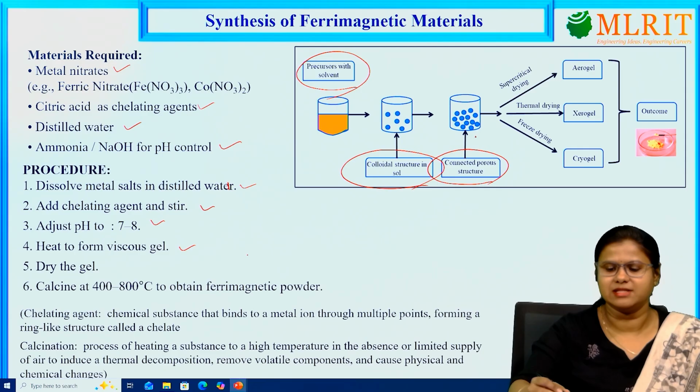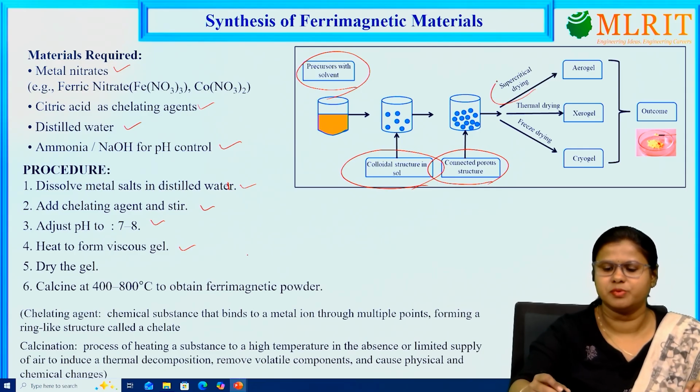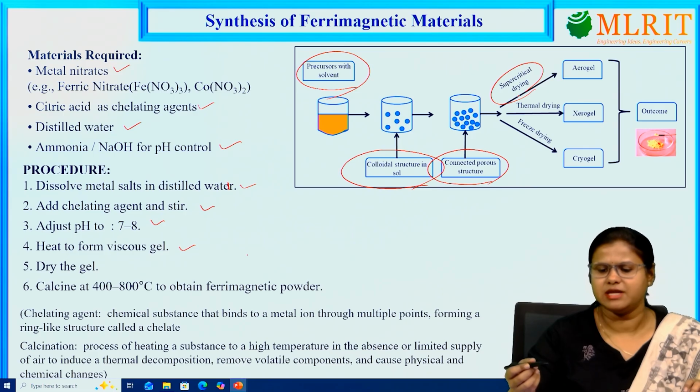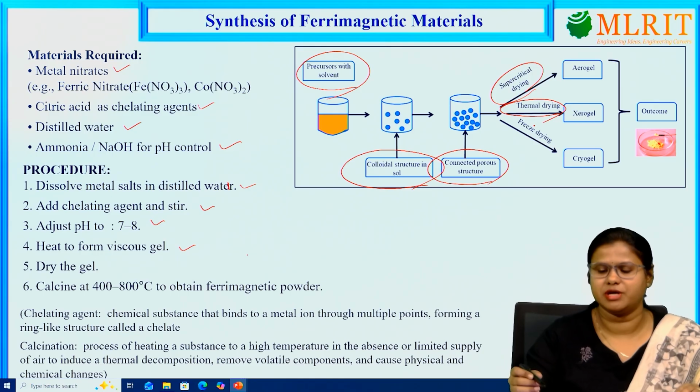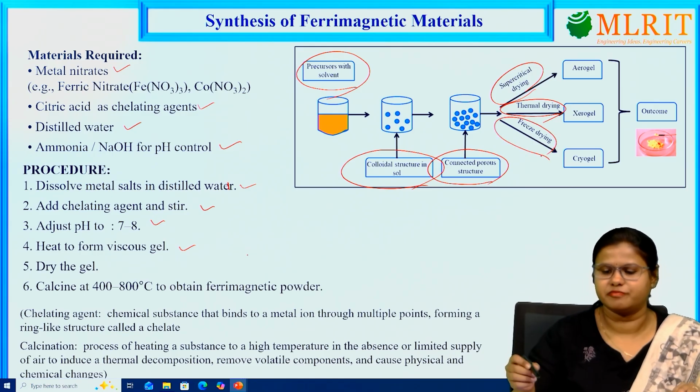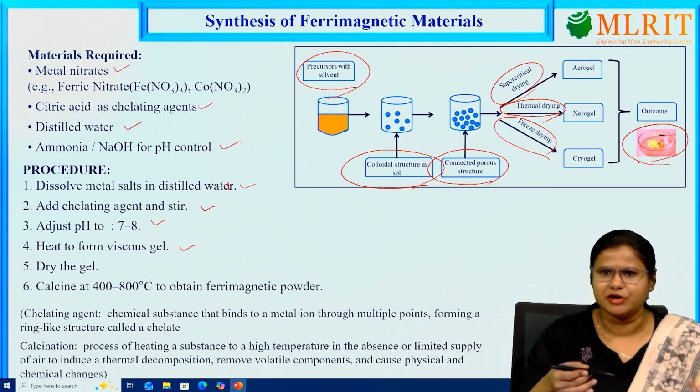We dry that gel by three methods mostly. One is supercritical drying, where we get aerogel. Then we do thermal drying of that material, where we get xerogel, and with freeze drying we get cryogel. And then finally we get the outcome as the nanomaterial that we need.